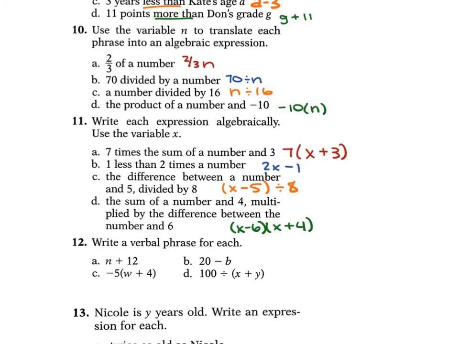For 12, we're writing a verbal phrase for each. So for A, it's n plus 12, so that's a number plus 12, or 12 more than a number. For B, it's 20 minus n, so that's a number less than 20. C, you have negative 5 times W plus 4, so we can do the sum of a number W and 4 multiplied by negative 5. For D, we have 100 divided by X plus Y, so we could do 100 divided by the sum of two numbers.